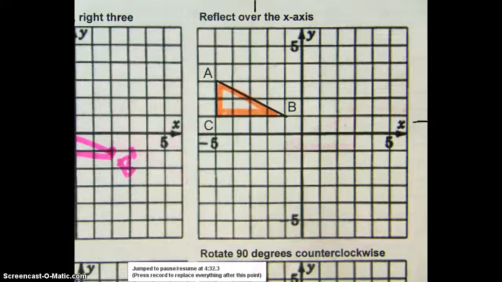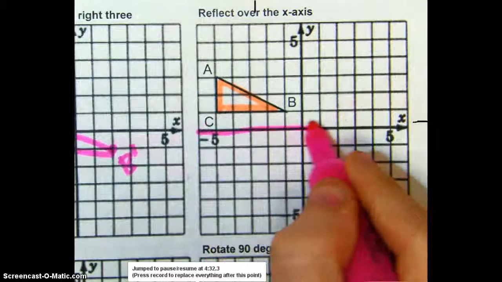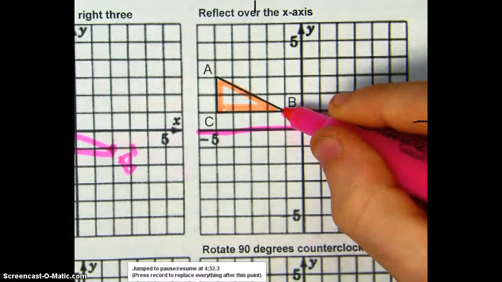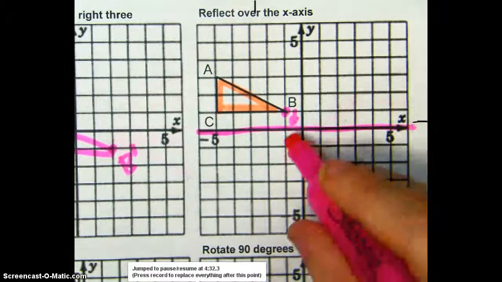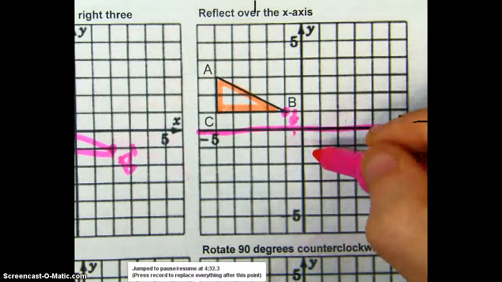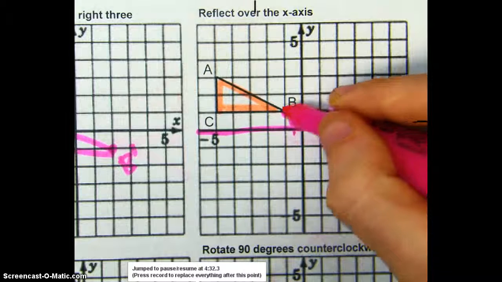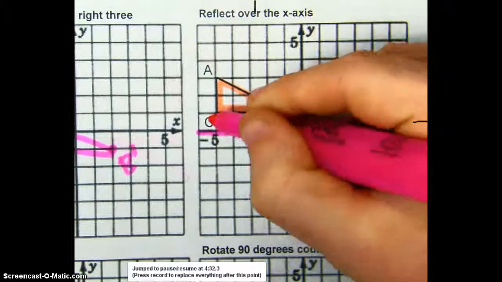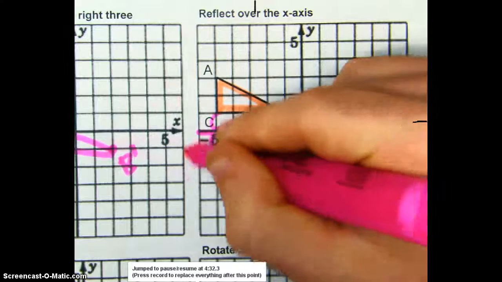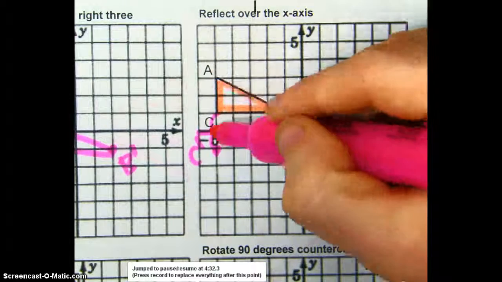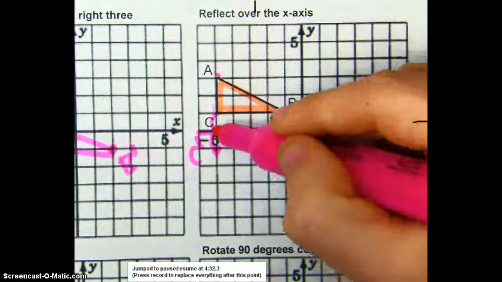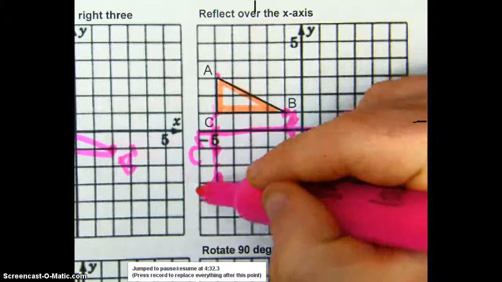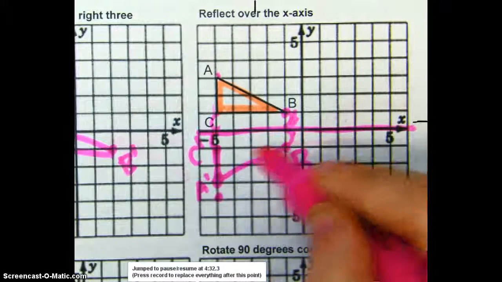For reflections, I need to think of the properties of reflections. Well, I know for a reflection, the distance from any point on the pre-image to the line of symmetry will be the same on the other side of the line of symmetry. So if I count, B is 1 away, so on the other side, here's B prime. C is 1 away, so here is C prime, 1 away on the other side. A is 1, 2, 3 away, so on the other side, 1, 2, 3, there's A prime. Connect my points, and there you have it.